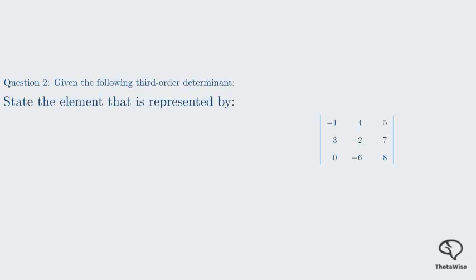Let's move on to question 2, which deals with identifying elements in a third-order determinant. The question asks us to identify 5 elements from the given determinant. In a matrix or determinant, elements are identified by their position using a double subscript notation. The first subscript, i, indicates the row number, and the second subscript, j, indicates the column number. So, a sub ij represents the element in row i and column j. Remember, rows go across and columns go down.